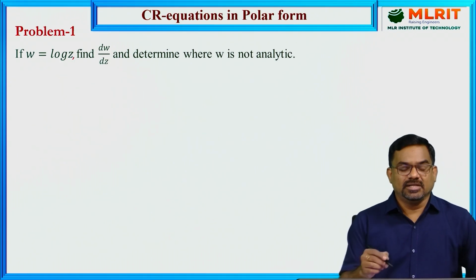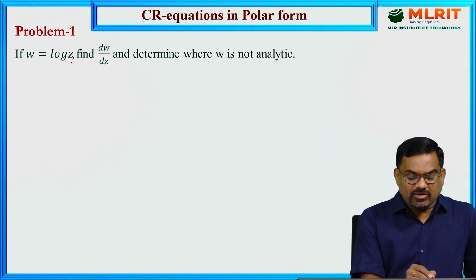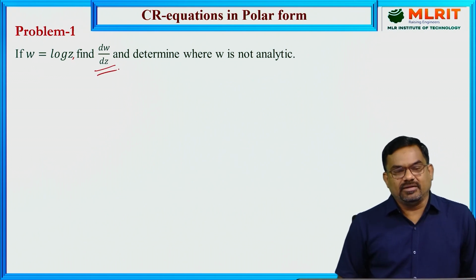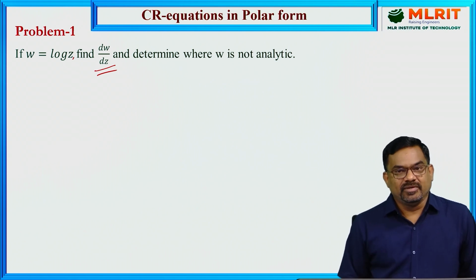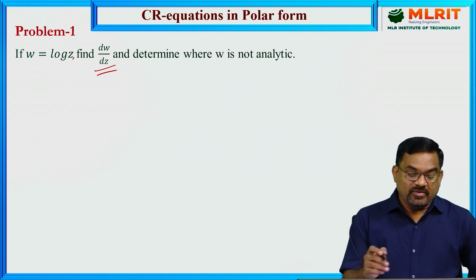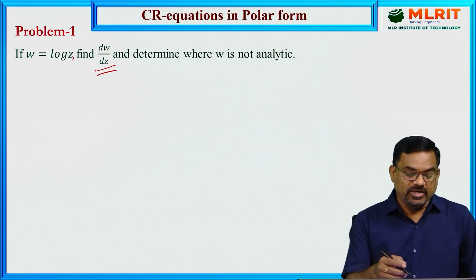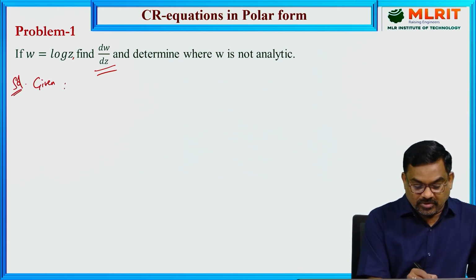Now, let us solve some problems on this. If w equals log z, find dw by dz, the derivative of w with respect to z, and also determine where w is not analytic. That is, we need to find the point where the function fails to be analytic. Coming to the solution, given the function w equals log z.